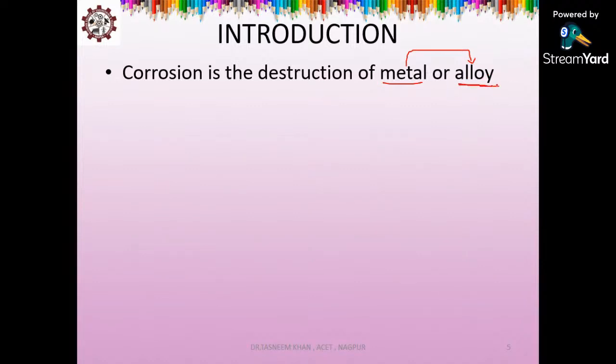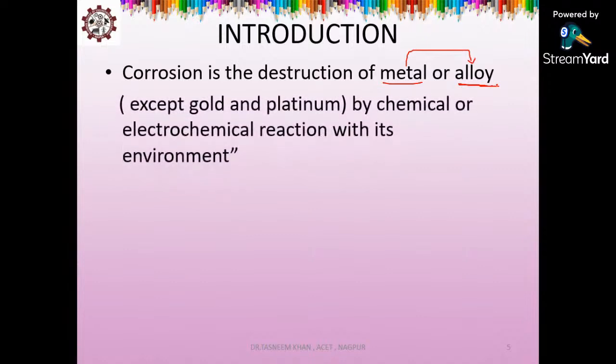into existence. Okay, so corrosion, as I told you, it is nothing but the destruction of metal or alloy. Exception is always there in chemistry, that is gold and platinum. They do not undergo corrosion. So the corrosion is basically, you can say, because of the chemical or the electrochemical reaction with its environment. So the metal is reacting with the surroundings, and there is some reaction which will be taking place, and that is leading to corrosion.